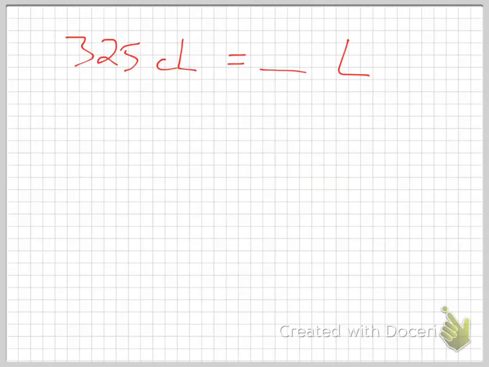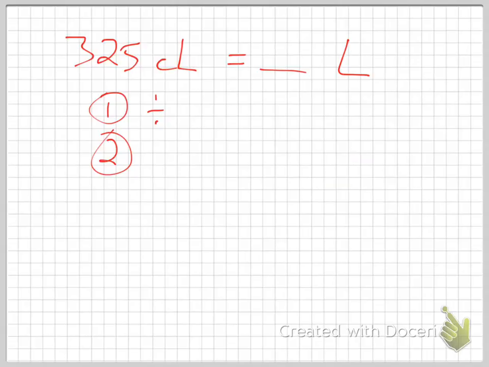Do this one. Okay, here we go. First thing, 1, 2. What's the 1? The 1 is to see if you're going to multiply or divide, right? What am I going from, Sladen? I'm going from centiliters, small, to liters, big. Small to big, divide, right? So this is divide.